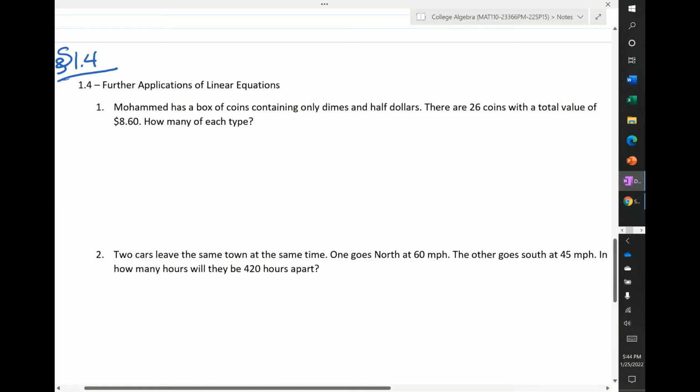For problem number 1, it says Mohammed has a box of coins containing only dimes and half dollars. There are 26 coins with a total value of $8.60. How many of each type? We don't know how many dimes and we don't know how many half dollars. But if you remember back to the last lesson, remember the investment problem? We had so much money invested at one rate, and whatever's left over was the other amount of money. Let's do the same thing here. Let's say that D represents the number of dimes that we have.